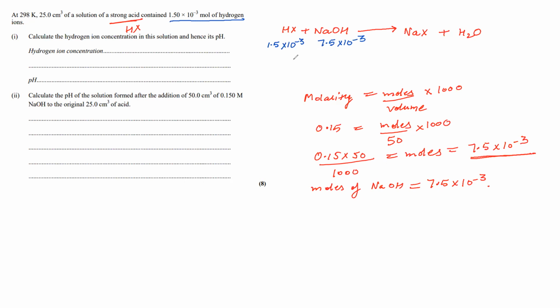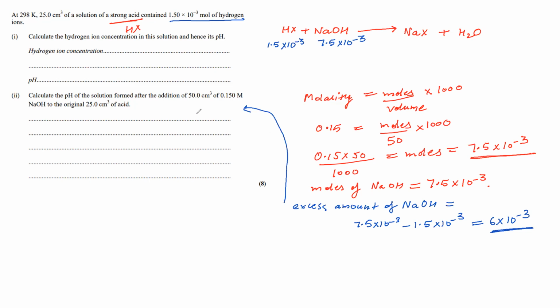So how much excess NaOH do we have? Excess amount of NaOH is equal to 7.5 × 10^-3 minus 1.5 × 10^-3, which comes out to be 6 × 10^-3. So this many moles of NaOH are present in excess. Fine. Okay, now I will be continuing here.